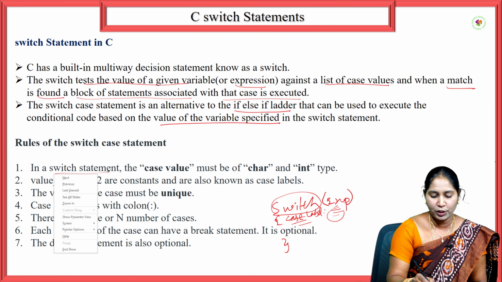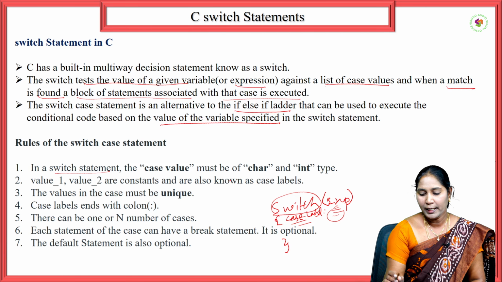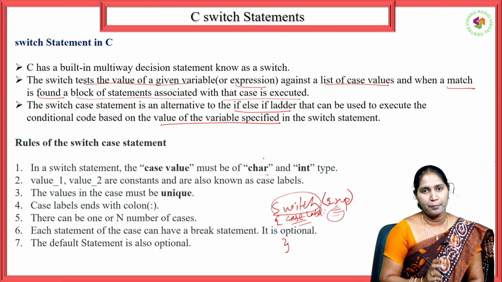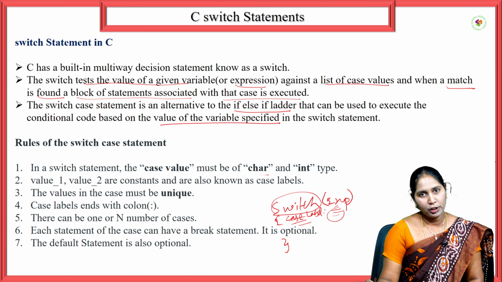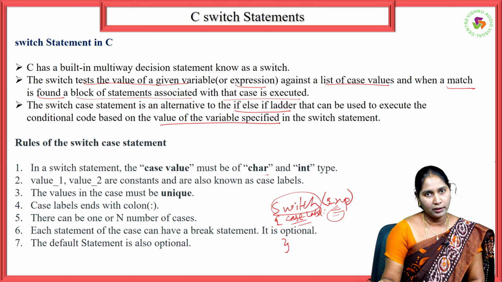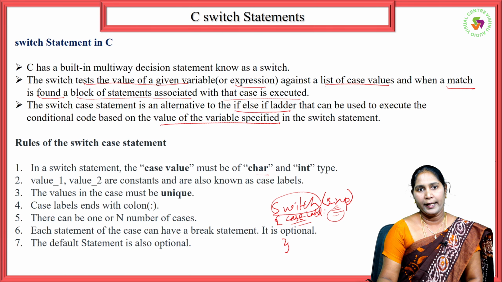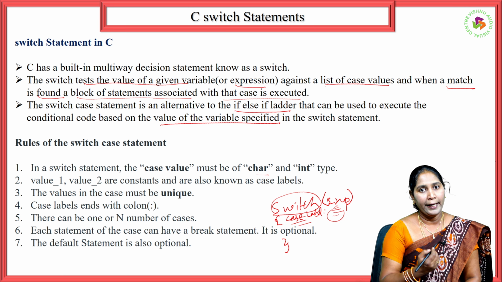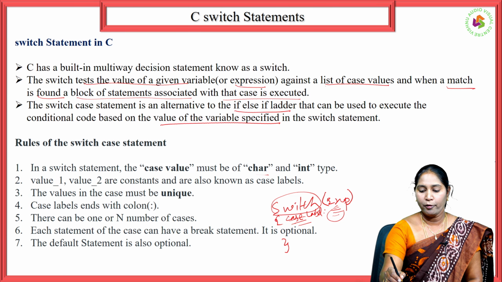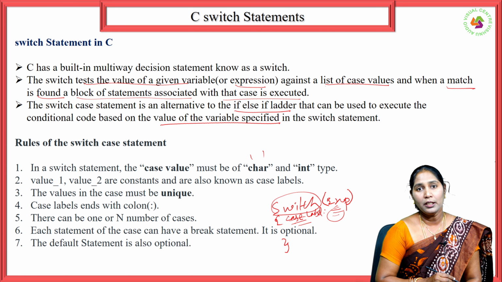In the switch statement, the case value must be either a character or an integer. That means I will be using only two types, char and int. That means I'll be using integer values like case 1, case 2, case 3. Or if I want to specify any character, any operator like addition, subtraction, multiplication, or any characters, either lowercase alphabets from a to z or uppercase alphabets from A to Z, I can use them. As you all know, every character should be enclosed in single quotations.